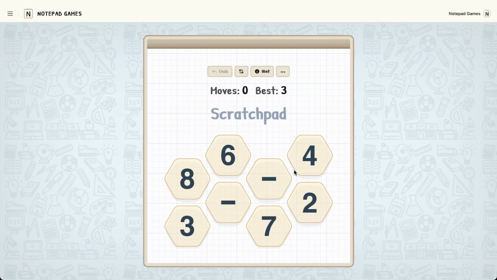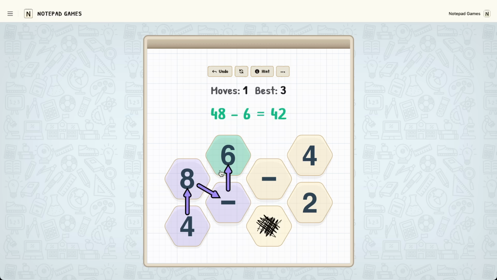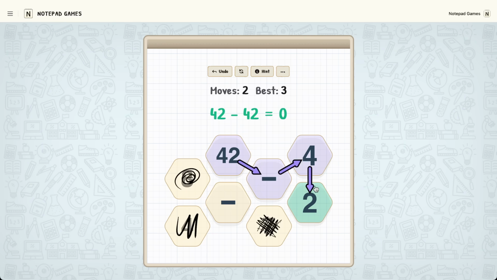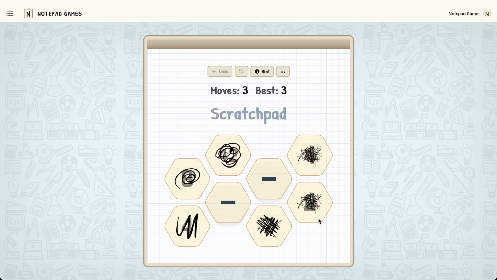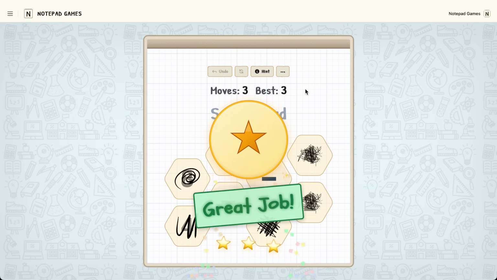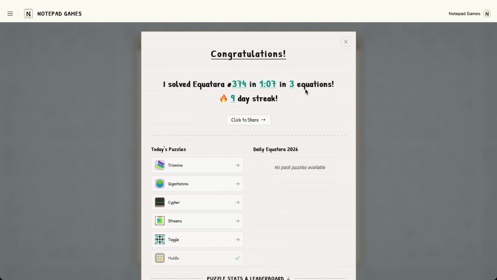So we likely need to get rid of one of these numbers quickly. 4 minus 2 would bring us down to, this would still be like a 72. But that's not going to get us there. We have this 7 minus 3 brings us down to a 4. 48, 48 minus 6 gives us 42. And then we have a 42 minus a 42 brings us down to 0 in the best possible of 3 moves. And that was the daily Equatara in 1 minute and 7, 3 equations.